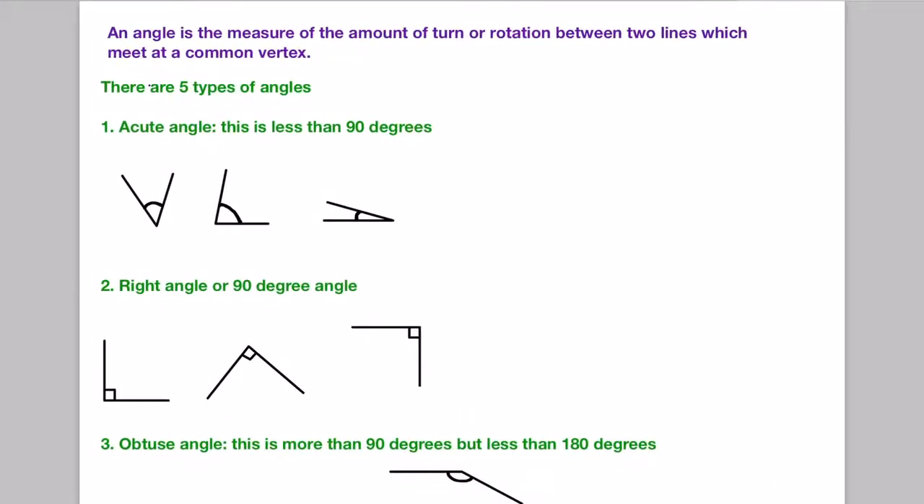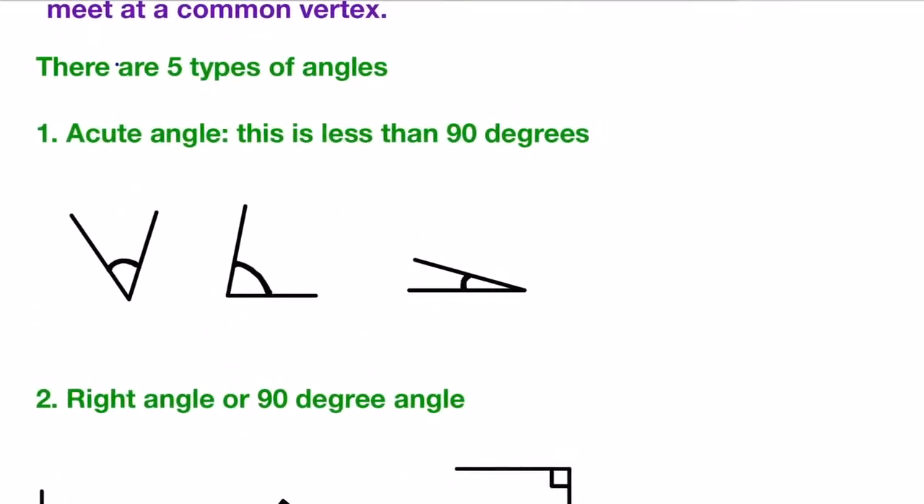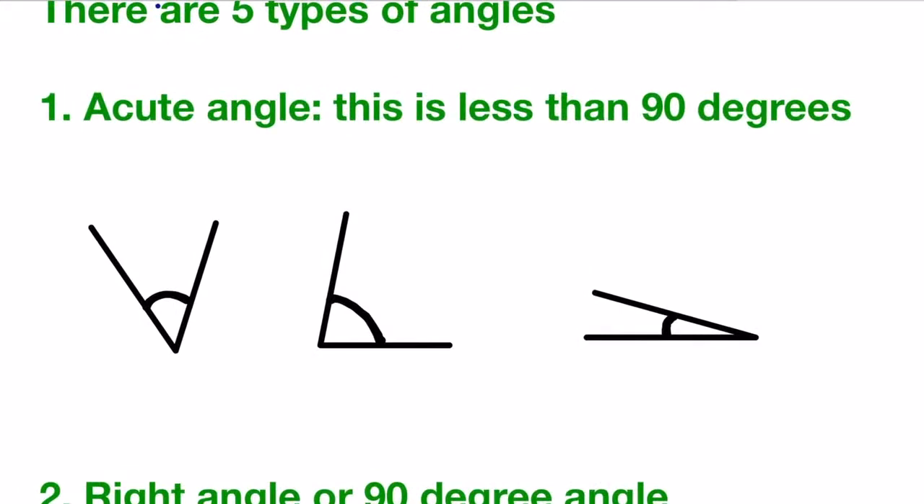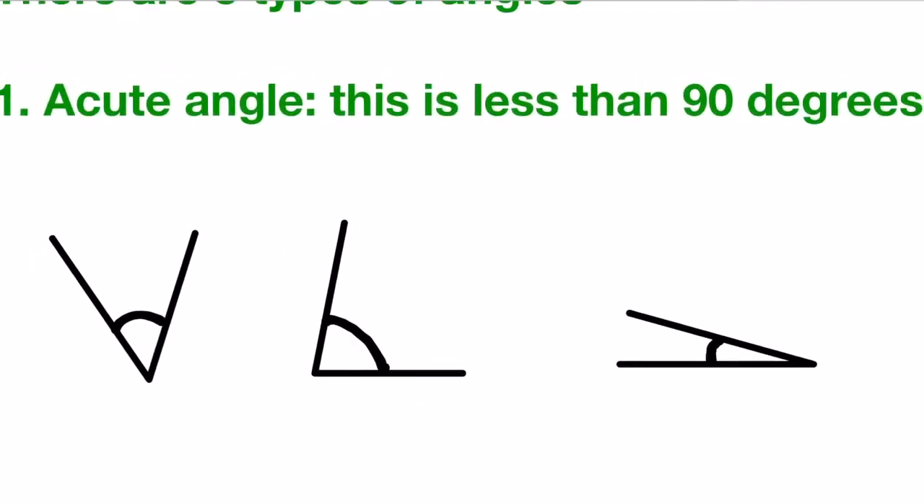So again, we're going to revisit the different types of angles that were mentioned before. So we have an acute angle, and this is less than 90 degrees. We have 3 examples here.